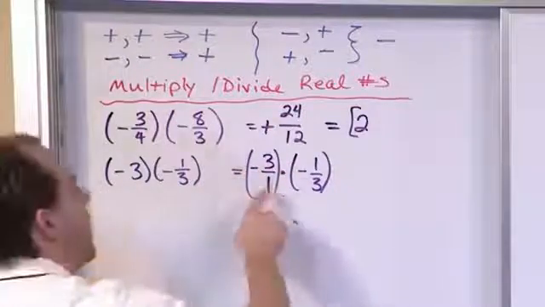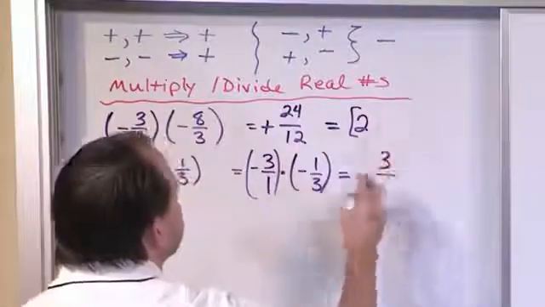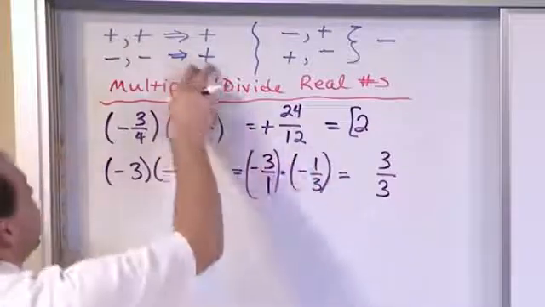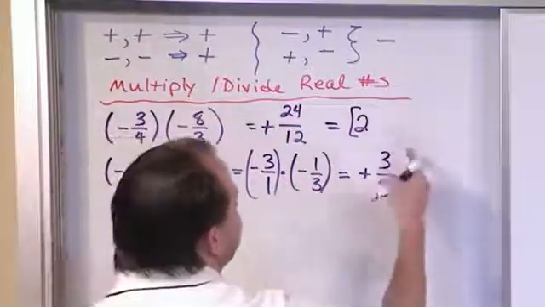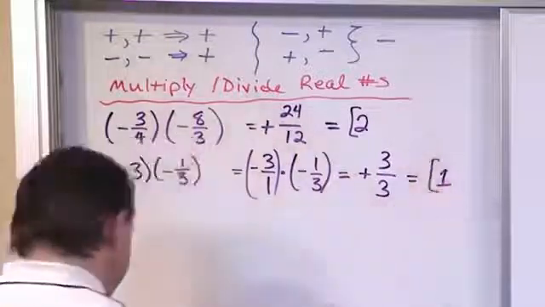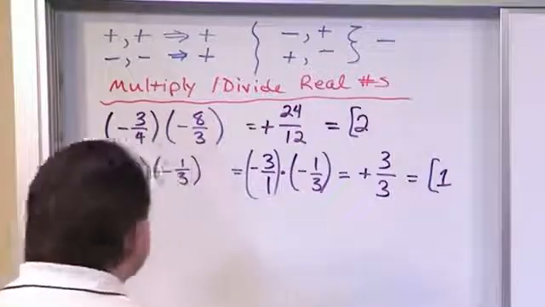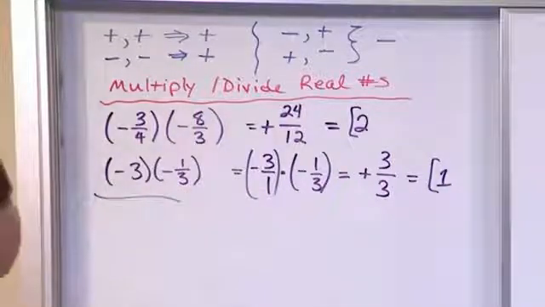You just multiply the tops, multiply the bottoms. So you multiply the top, 3 times 1 is 3. The bottom is 1 times 3 is 3. Negative times negative always gives us positive. So there you go. And this is not simplified. 3 divided by 3 is 1. And that is the answer. So you see, honestly, it really is a little bit easier than adding and subtracting these numbers, because you don't have to look at the absolute value of anything.